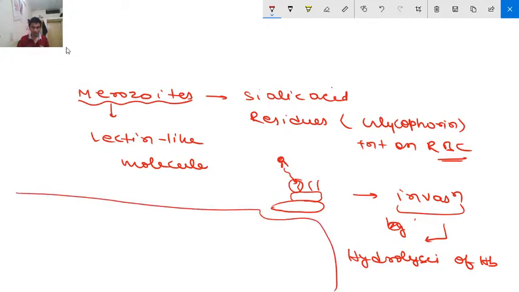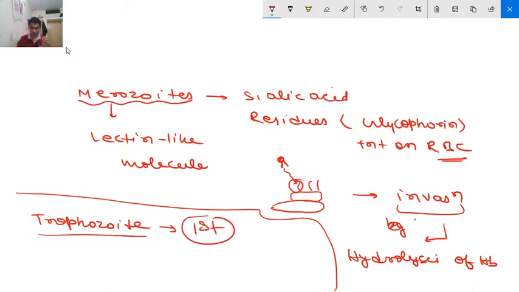Okay, the next stage is your trophozoite. So the first stage was the sporozoite, that was the infective stage, then the formation of merozoites occurs, then the trophozoite. So this trophozoite is the first stage of the parasite in RBC, and it is defined basically by the presence of a single chromatin mass. Okay, presence of a single chromatin mass is indicative of trophozoite. So this trophozoite is the first stage of the parasite in RBC.